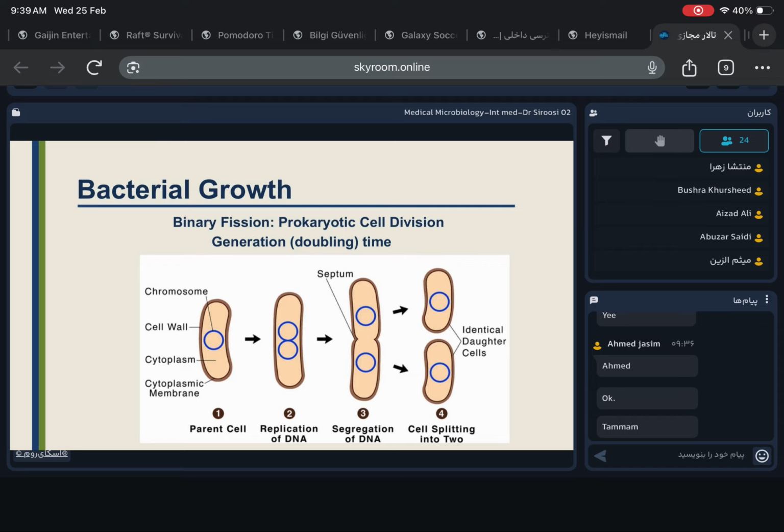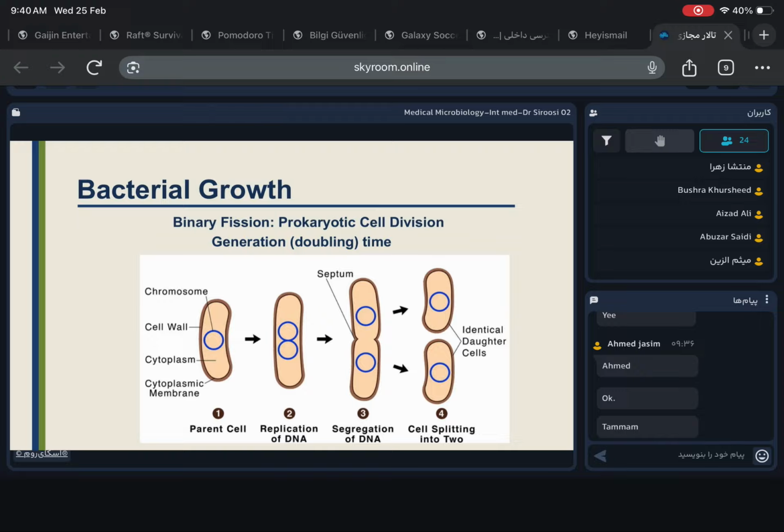We call them identical daughter cells because they have identical genetic material. But sometimes the DNA polymerase, which is responsible for replicating the DNA, makes mistakes. And if this happens, we see that the genetic material of these daughter cells is a little bit different. But without any mutation, without any DNA polymerase mistakes, we see that we have two identical daughter cells.